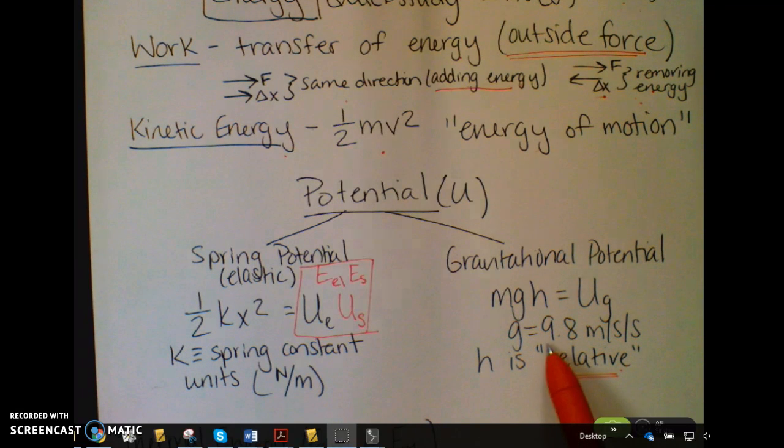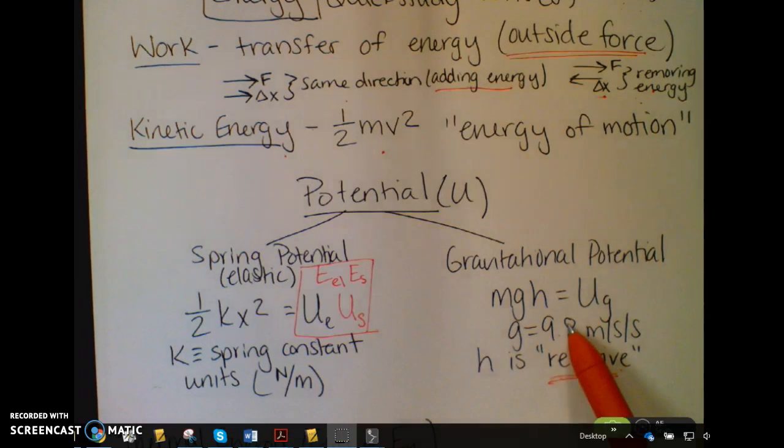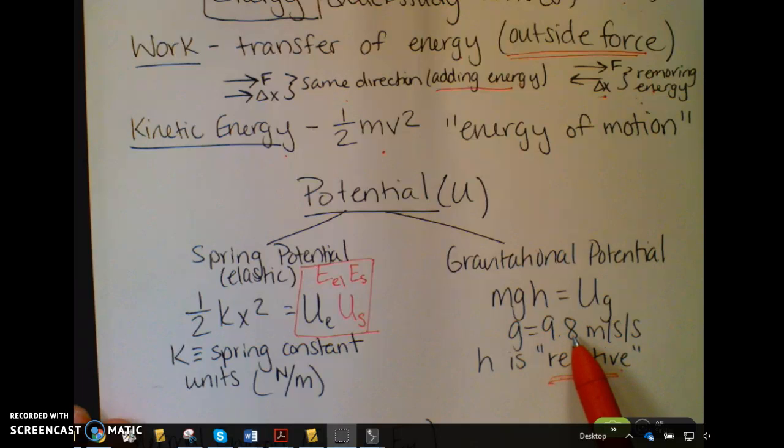So understand that these constants are specific to whatever you're talking about. If I'm talking about a certain spring, then it has a very specific spring constant. If I'm talking about Earth, it has a very specific gravitational constant. If I was on another planet or the moon, it would have a different gravitational constant or gravitational acceleration.